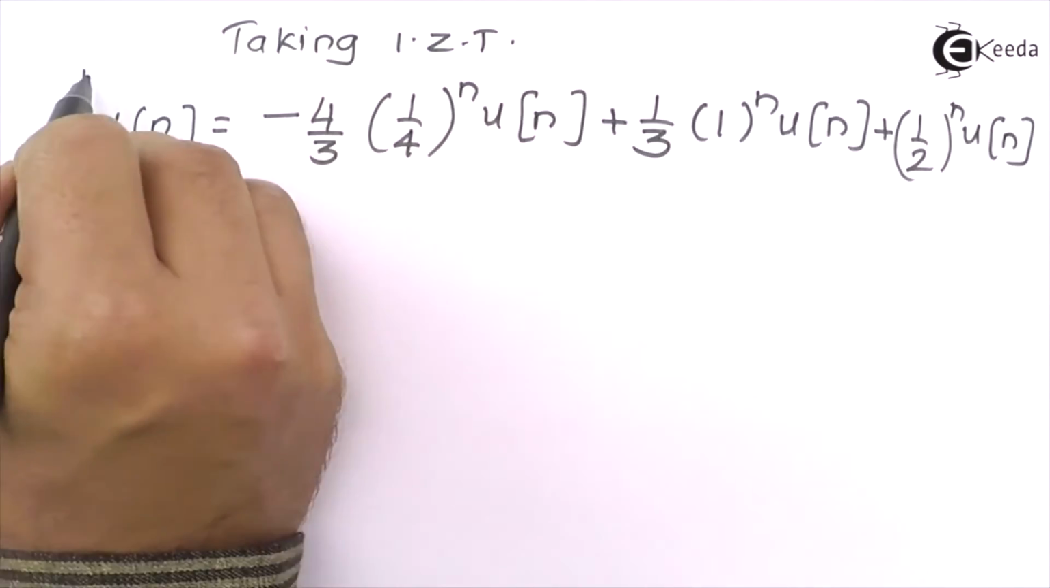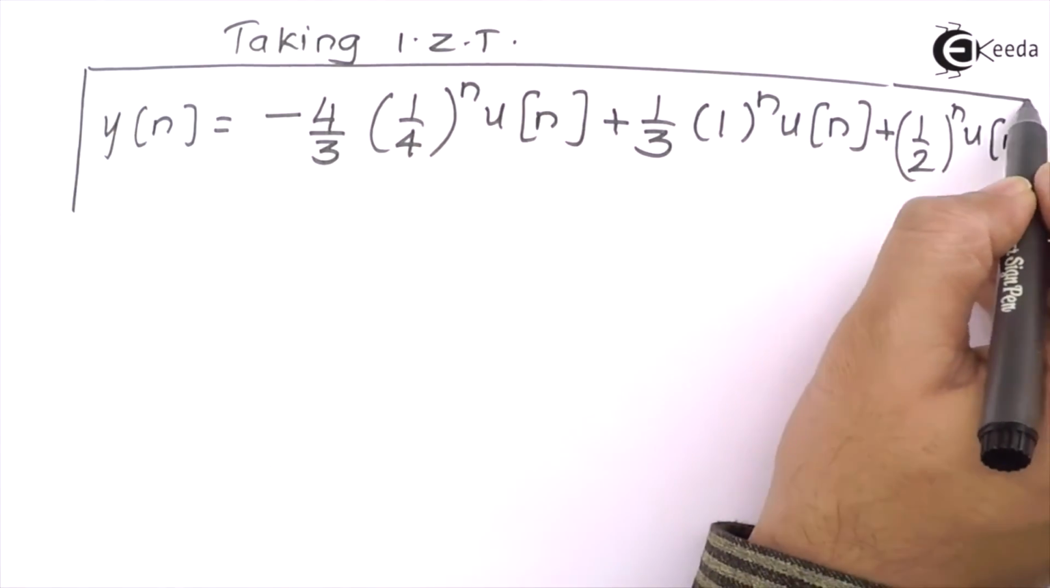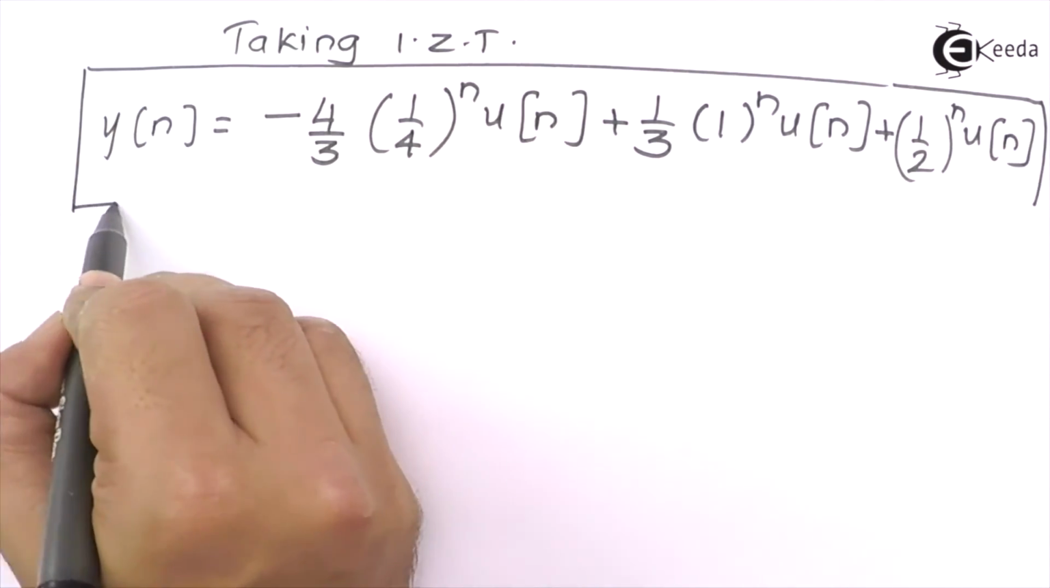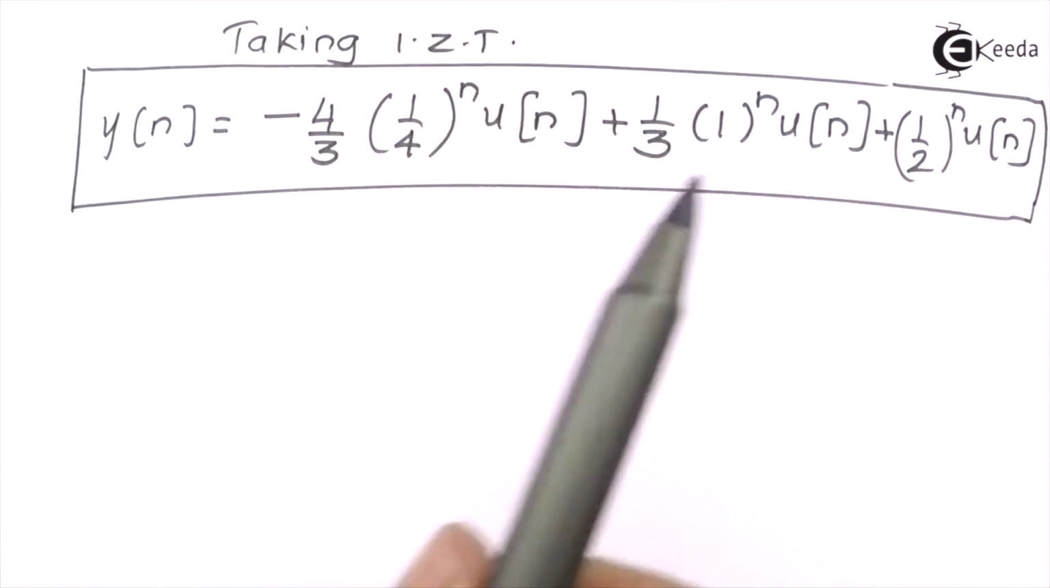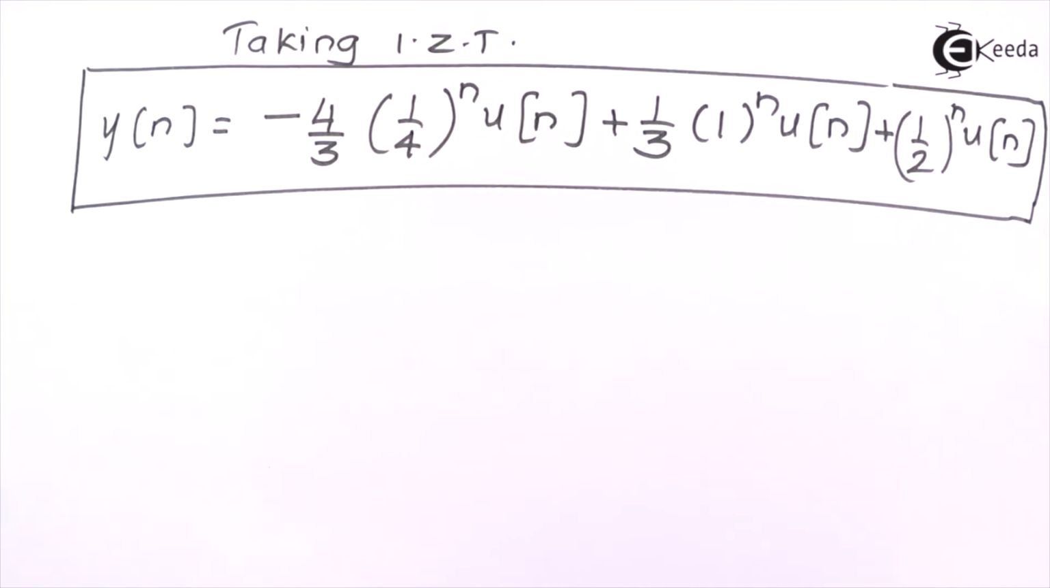So this will be the convolution of x1 and x2. Remember, this is the shortest technique to solve a problem, because otherwise it will take a lot of time whenever you use the graphical method. So this is the power of Z transform.